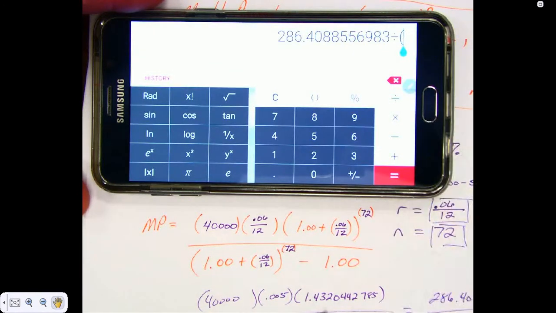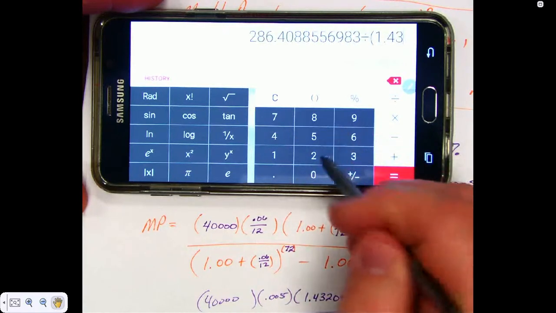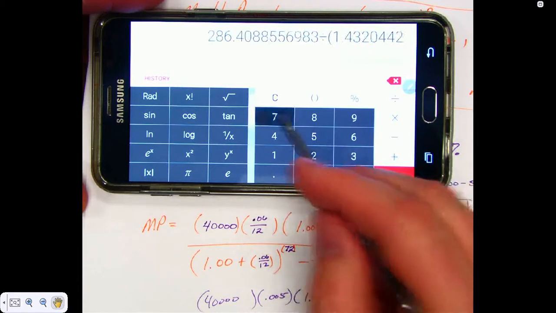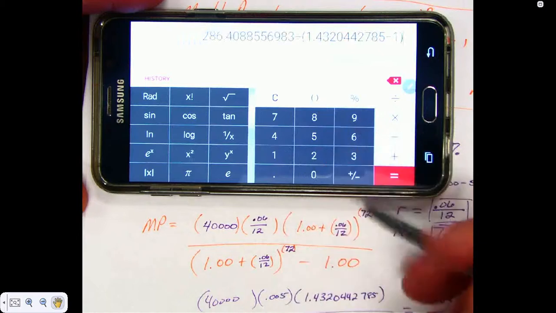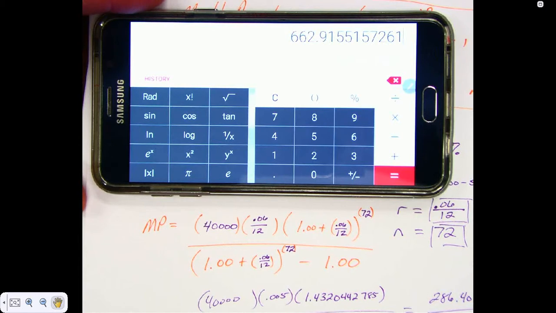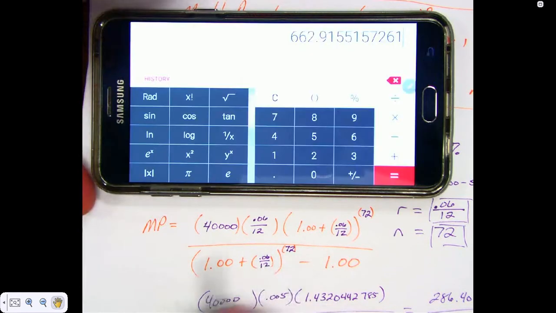Here's where remembering that one right there might be handy, and go 1.4320442785 minus what? 1, close parentheses. Okay? That's having to write a lot less down. And believe it or not, you could have put all of this into the calculator, but that'd be a pretty big challenge to get the parentheses right. I'm just telling you.